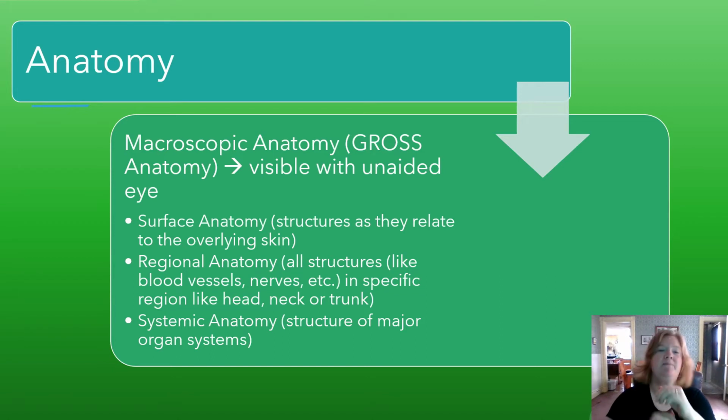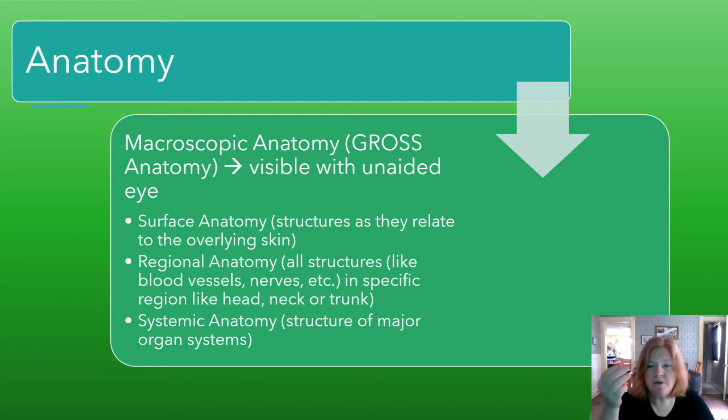All right, so let's talk about anatomy. Remember, structure. So it can be broken up into two main categories, macroscopic and microscopic. So we're going to look at macroscopic first. Macroscopic means it's visible with your unaided eye. So no magnification, no microscope, no magnifying glass, unaided eye. It's also called gross anatomy.